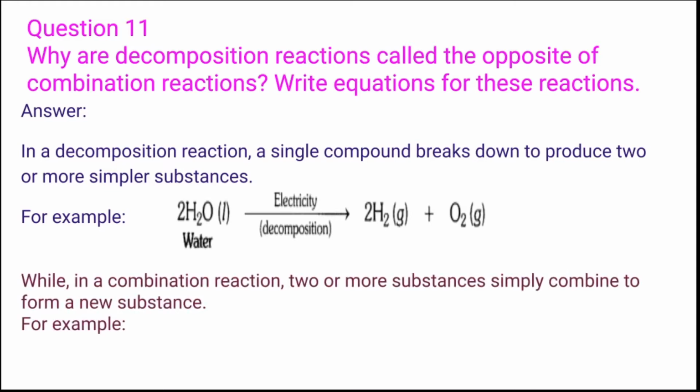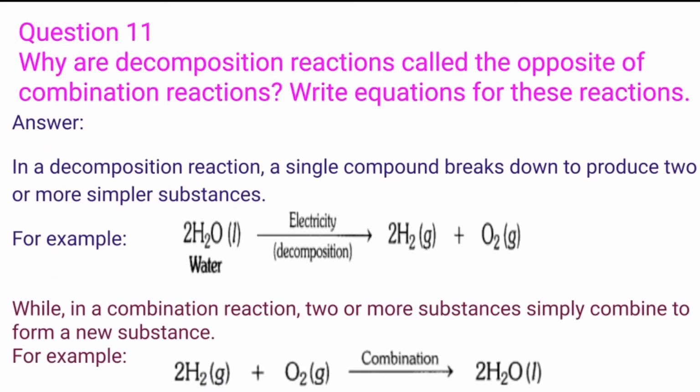Whereas in combination reactions, two or more substances simply combine to form a new substance. For example, H2 plus O2 gives H2O. That is a combination reaction.